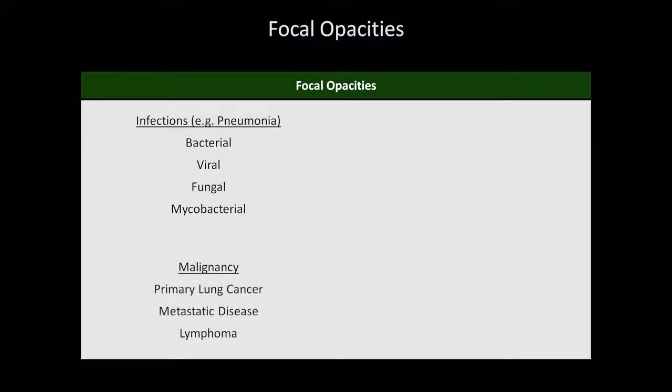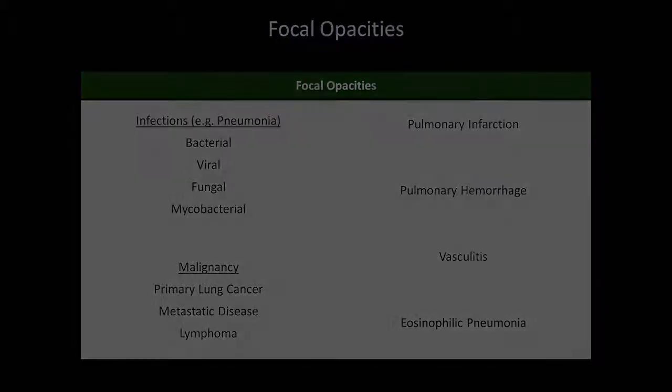What are some of the etiologies of focal opacities? Obviously, there are infections, that is pneumonia, which can be bacterial, viral, fungal, or mycobacterial. There are malignancies, which can be primary lung cancer, metastatic disease, or lymphoma. And other etiologies include pulmonary infarction, pulmonary hemorrhage, vasculitis, and eosinophilic pneumonia. Let me focus on infectious pneumonia for a few minutes, as this is by far the most common etiology of focal opacities. There are several distinctive radiographic patterns of pneumonia.